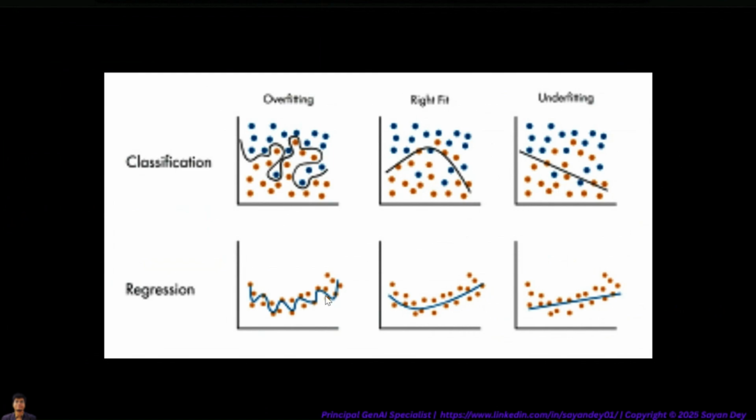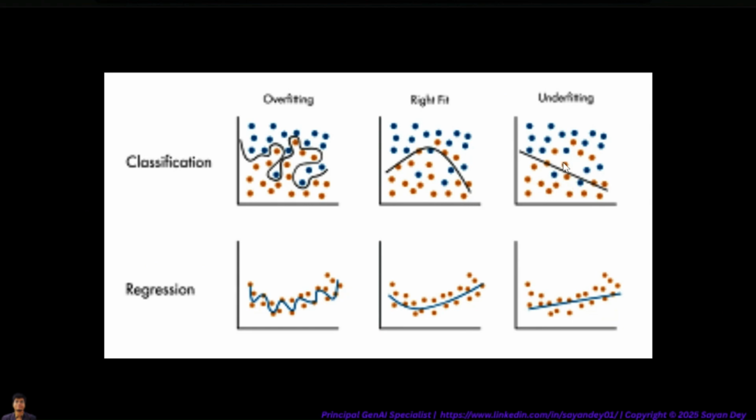So overfitting will look somewhat like this. Underfitting will look somewhat like this. A good fit will look somewhat like this. So this is how we can understand the ideas with respect to regression. Now, if you go to classification, underfitting will be like this. You've got lots of oranges, lots of blues. Underfitting is where you're not able to learn the relationship at all.